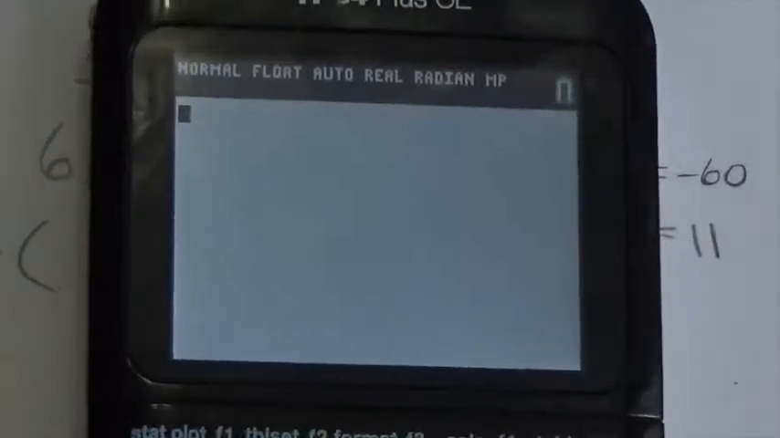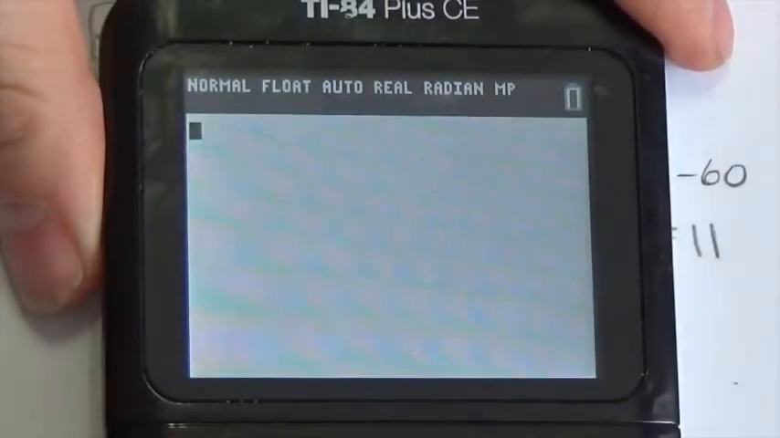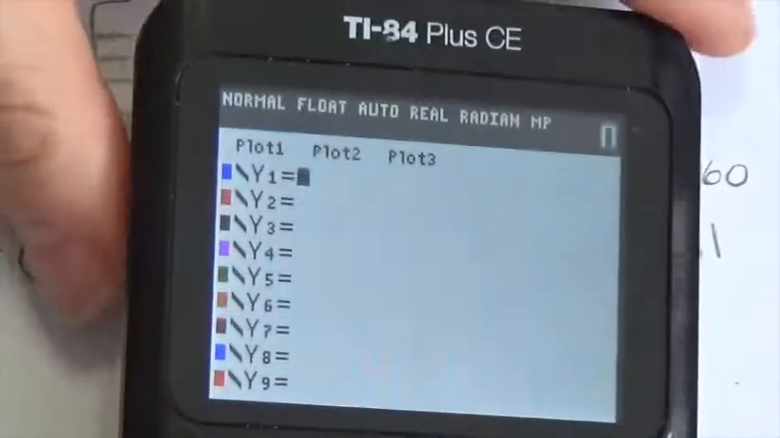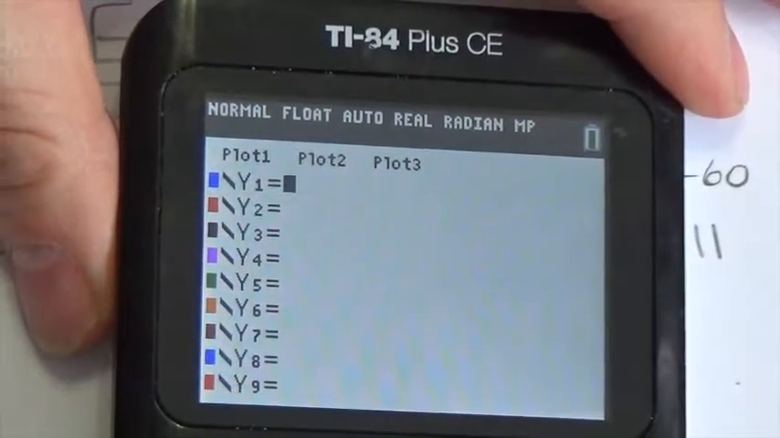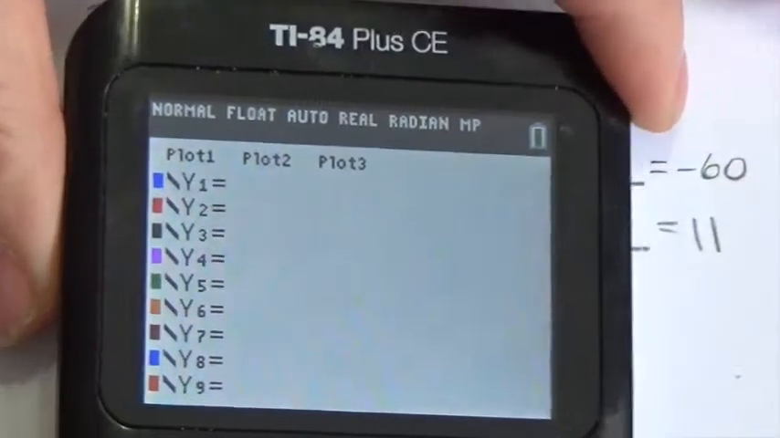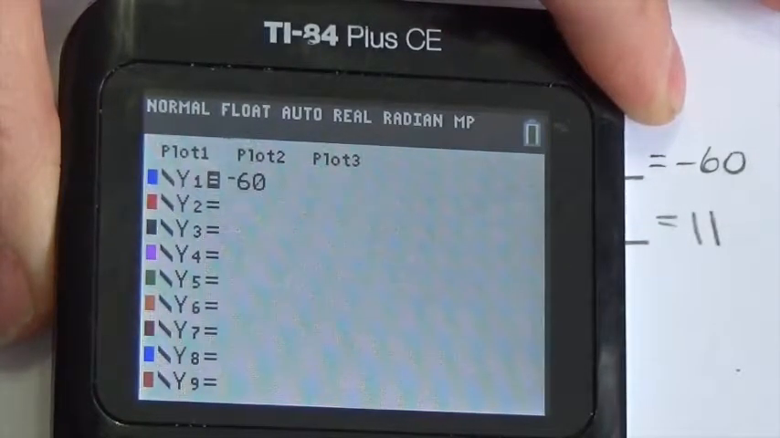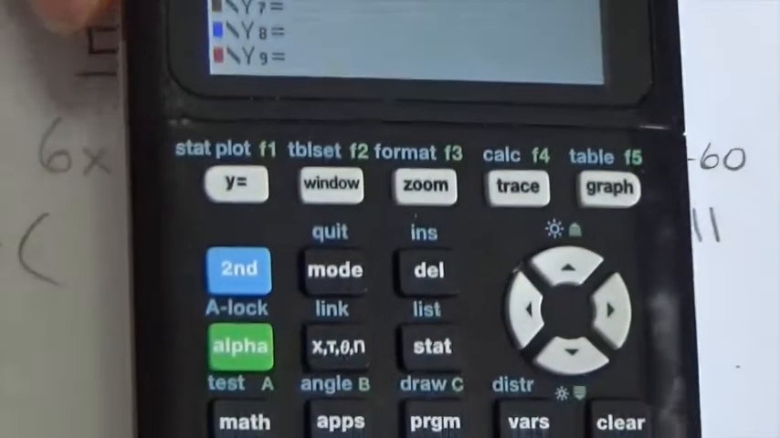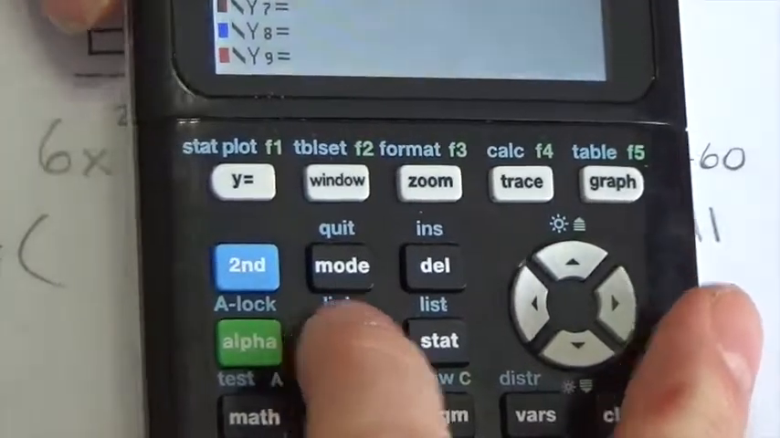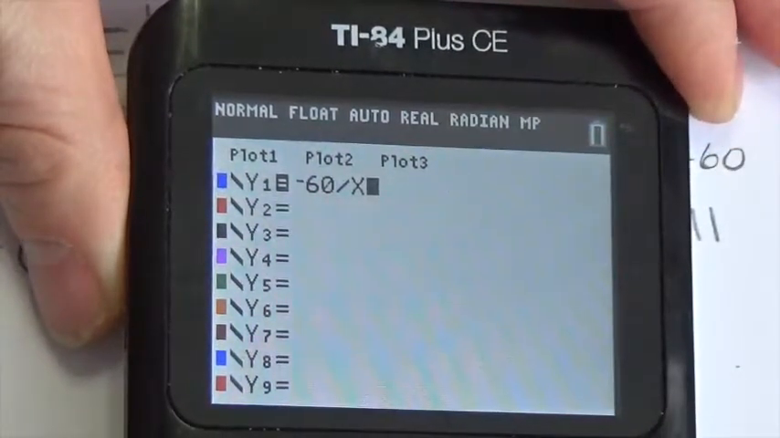I'm going to pull out the calculator. I'm going to press Y equals. I'm going to use the calculator to help me out here. I'm looking for two numbers whose product is negative 60. So what I'm going to do here is enter negative 60 divided by, and I'm going to press my variable button here, X. It's going to look like this.